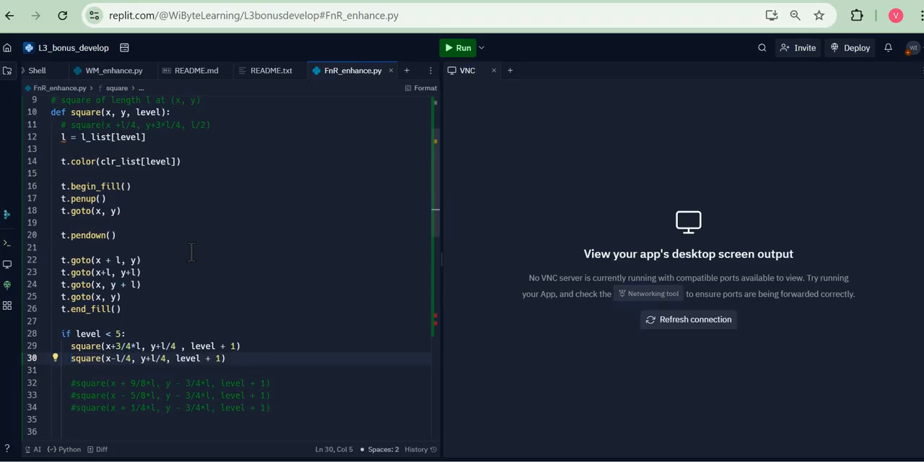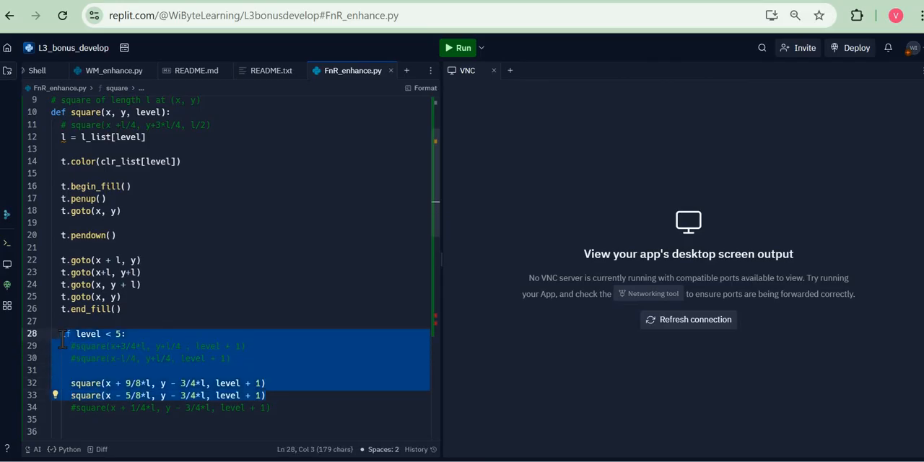Now, in order to accomplish this task with the code that we are working on, recall previously we were making two recursive calls, which are shown here. Now, I'm just going to comment these out. And instead, what I will do is just do again two recursive calls, but with different x and y coordinates. As we just discussed, it is x plus 9 by 8 L and y minus 3 by 4 L. So that's the one on the right. And then there is one on the left. But just doing this, as we know, is going to create that entire structure for us.